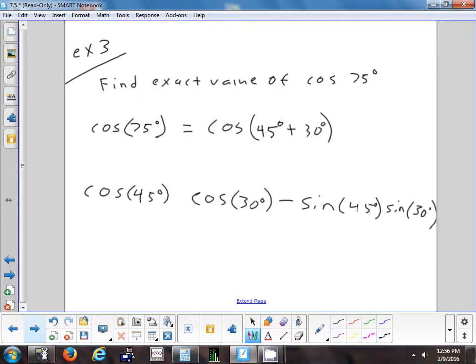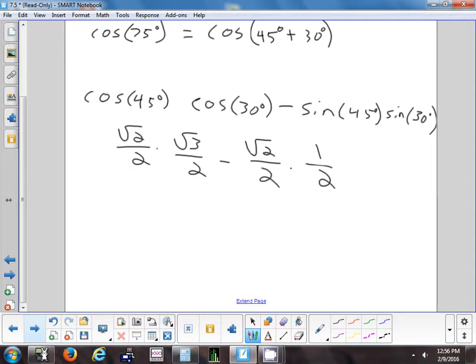Okay, hopefully remembering what we did earlier. What's cosine 45? Square root of 2 over 2. Cosine of 30? Square root of 3 over 2. Sine of 45? And the sine of 30? 1/2. So you get a very similar answer to what we did before, except now that became a minus.